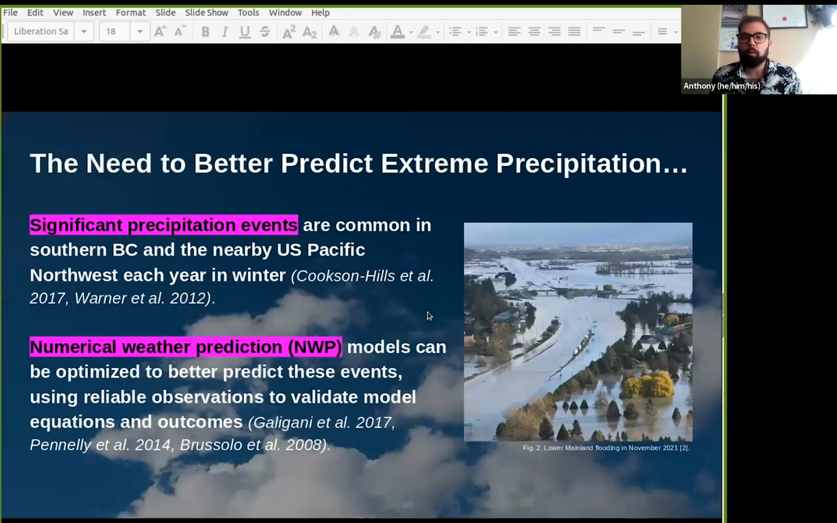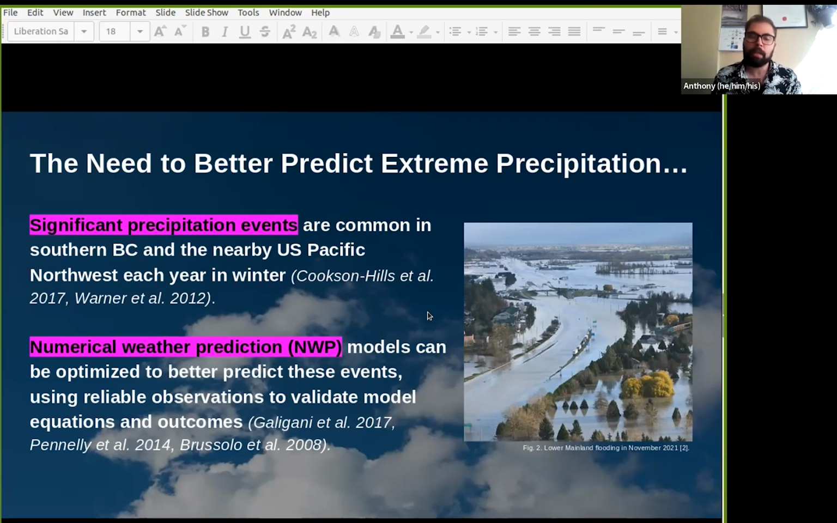There is a need, as we all know, to better predict extreme precipitation. Significant precipitation events are common in southern BC and the nearby US Pacific Northwest each year in winter. Numerical weather prediction models can be optimized to better predict these events using reliable observations to validate model equations and outcomes. As we can imagine, this is sometimes easier in some places than in others. In the United States, for example, where there are many, many kinds of observation sources operational at once, there are many different ways to talk about how a weather model is performing.